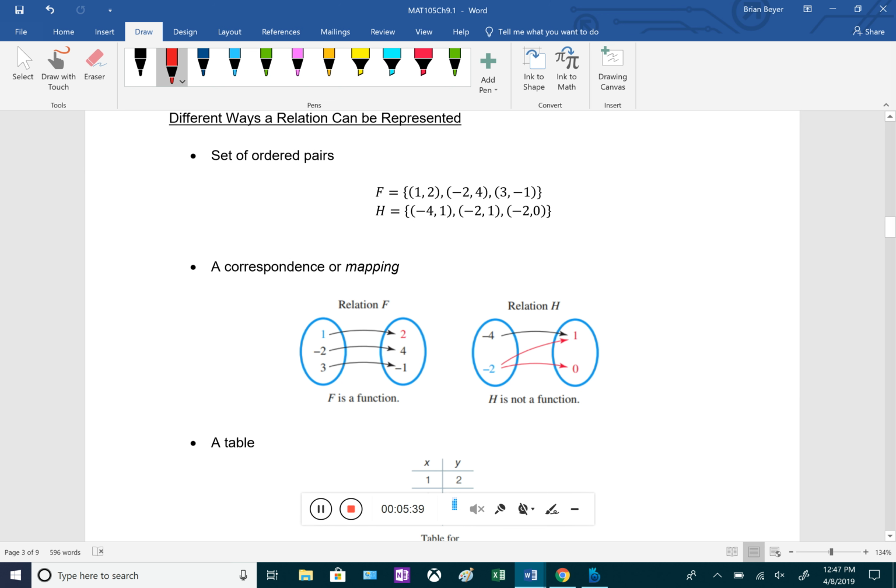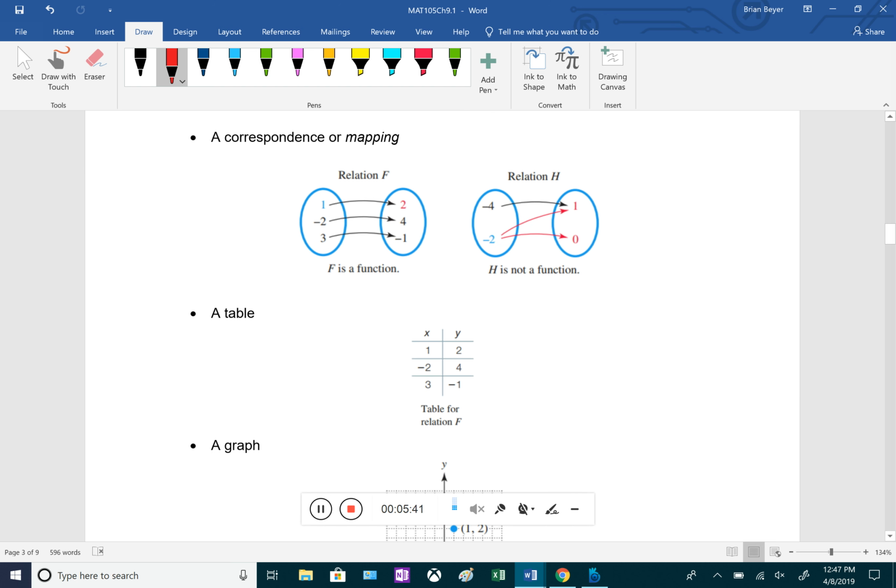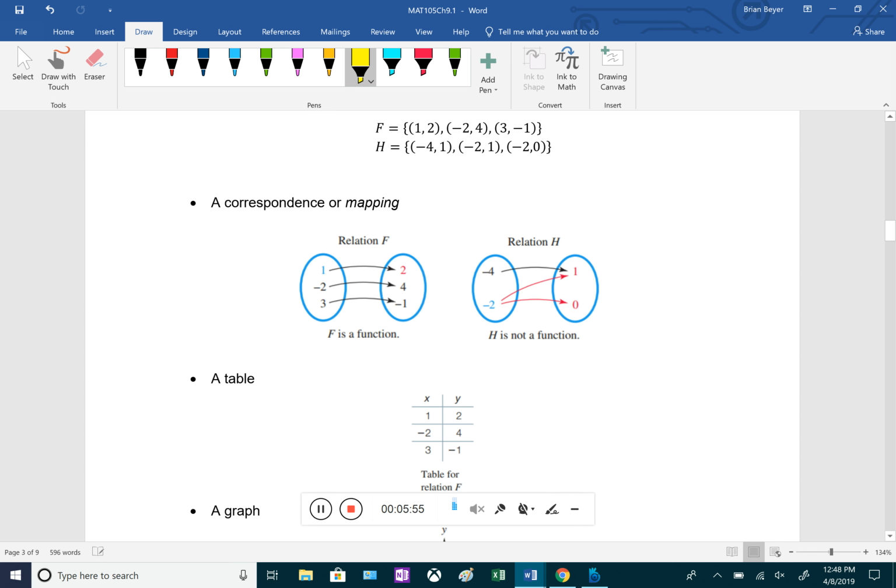The next way is called a correspondence or a mapping. So keep in mind, these all represent a relation, all represent the same thing, just different ways to show them. So for the first one over here, we have a relation of F. We can see how it's the same one that I wrote above it. The left oval represents the x coordinates, and the right one represents the y coordinates. So we can see that 1 goes to 2, -2 goes to 4, 3 goes to -1.